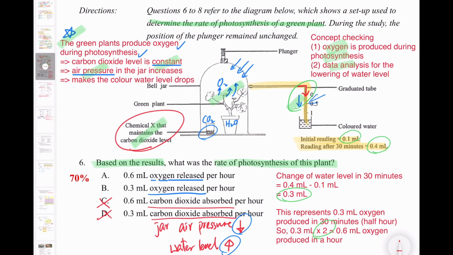So let's take a look at the data. Initial reading 0.1 ml, and then after 30 minutes 0.4 ml. Easy answer, Mr. Leung, is B. No, because you need to take a look at the time unit. The answer is per hour, but the data is talking about half an hour, 30 minutes only. So finally you need to times 2 to get the final answer. So it should be 0.3 times 2, and that's why the answer is A.